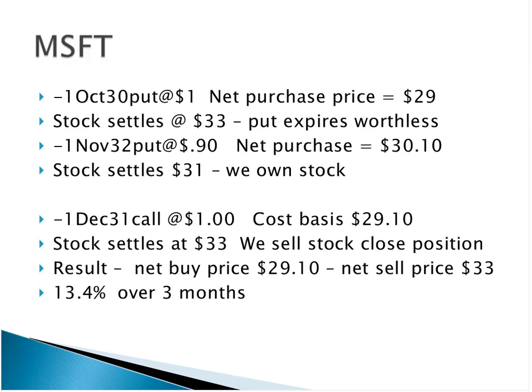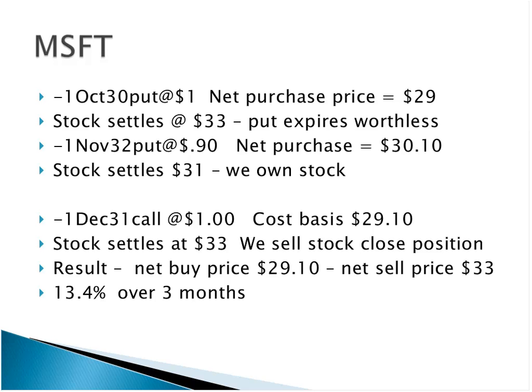The stock settles at 33, so we sell our stock and close our position. Wait, I just realized I did something here. We sold a 31 call, right? Yeah, we sold a 31 call. The stock settled at 33. We ended up selling this at 31. I think I said a net sell price of 33. It's supposed to be a net sell price of 31. Remember, we're locked into that strike price, so if that stock goes to 100, we're still selling at 31.